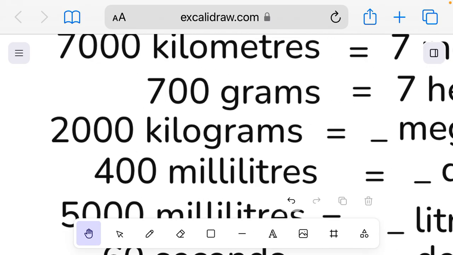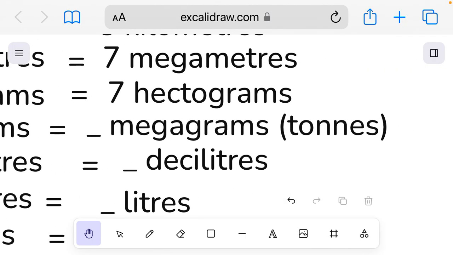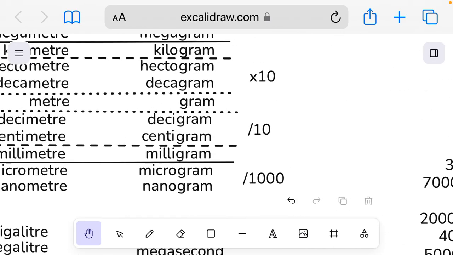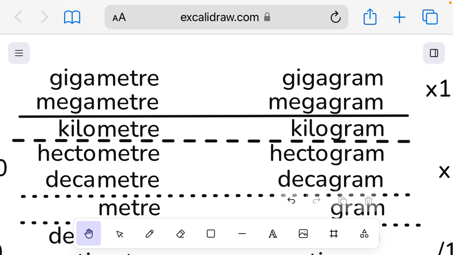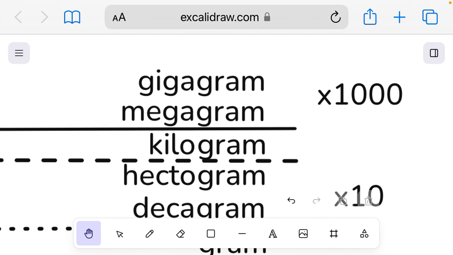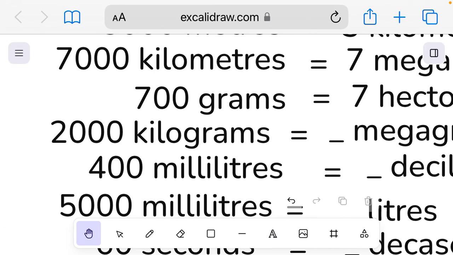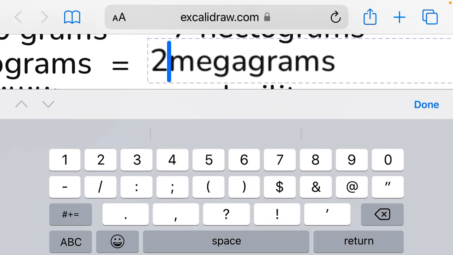Now let's move on to this. We have 2,000 kilograms, and we want to convert it to megagrams or tons. If you don't know why I said tons, check out the previous video in the description. So what is a megagram? As I said before, when I said a megameter equals 1,000 kilometers, a megagram is simply 1,000 kilograms. So why not apply the same thing? 2,000 kilograms equals 2 megagrams or 2 tons.